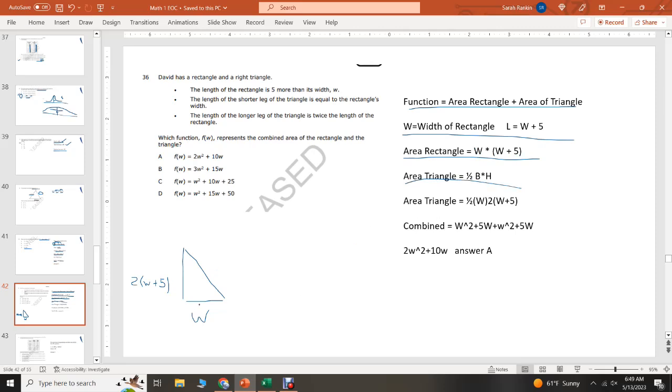They tell us that the smaller leg is W and the larger leg is twice the length of the rectangle, which is 2 times W plus 5. So I get 1/2 W, I get this for the area of the triangle. So combining them, I get this. I simplify, I get this. This was a tougher one.